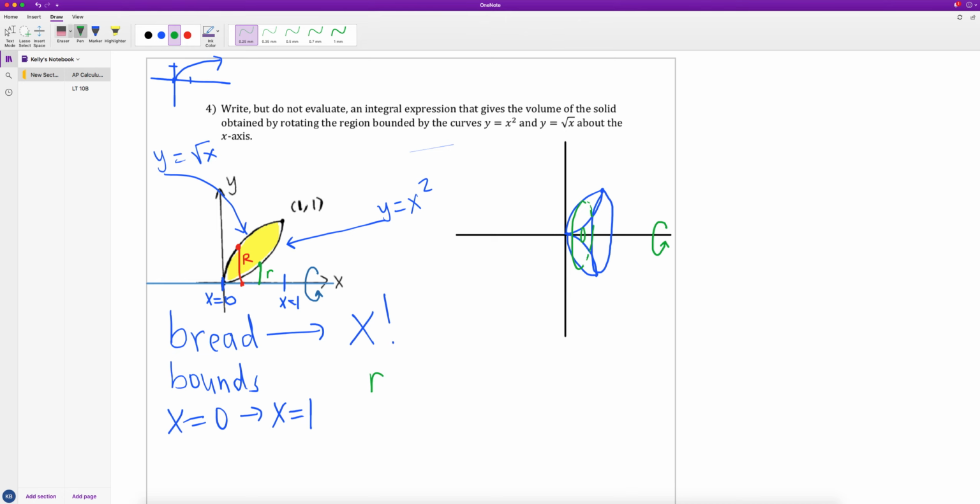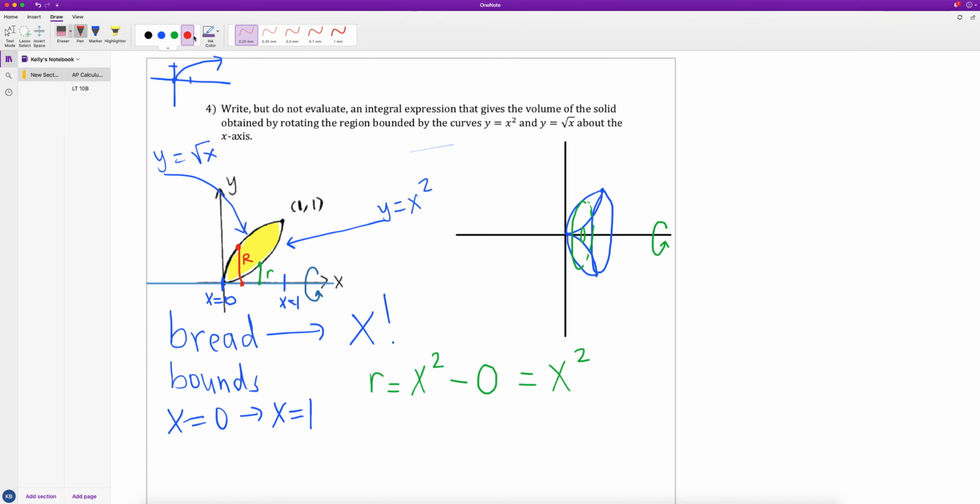So my little radius that I have is this green line. I have a top portion of it and a bottom portion. Well, because I'm in terms of x, I can use the equations that were given to me. So the top curve right here is y equals x squared. So that means my little radius is x squared minus my bottom portion, which is 0, because that's y equals 0. I can simplify that, and I end up just getting x squared.